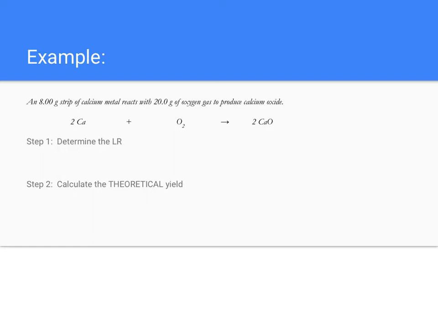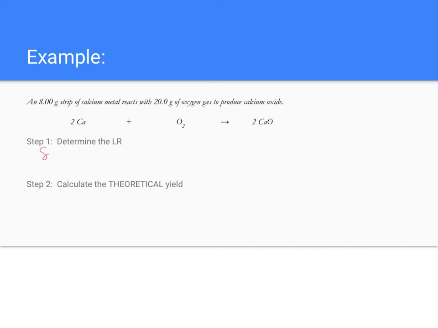So let's say we're given the following equation for the reaction of calcium and oxygen to produce calcium oxide. And we have an 8-gram strip of calcium metal, and we react it with 20 grams of oxygen to produce calcium oxide. The first thing we have to do before we can calculate the theoretical yield is determine what the limiting reagent of this problem will be. As a reminder, the limiting reagent is the reactant that gets used up first in the reaction. To do that, we are going to start by calculating the moles of each.